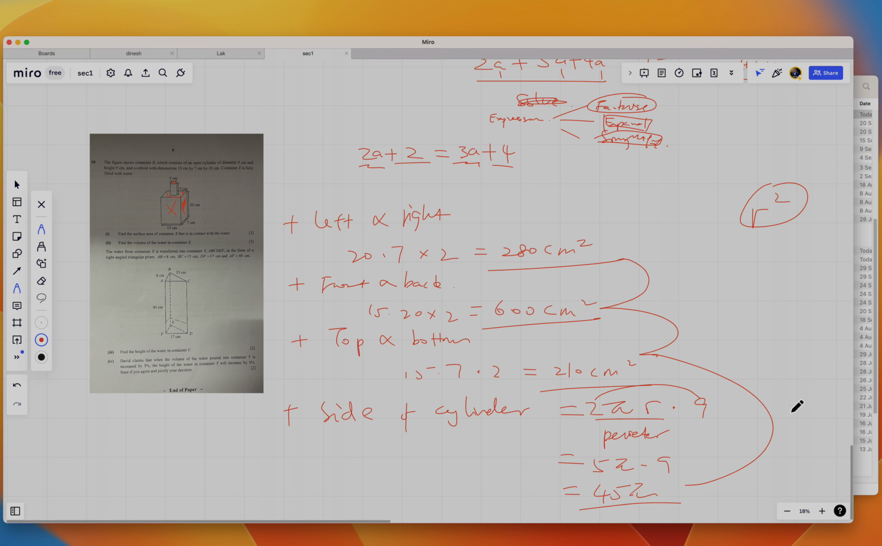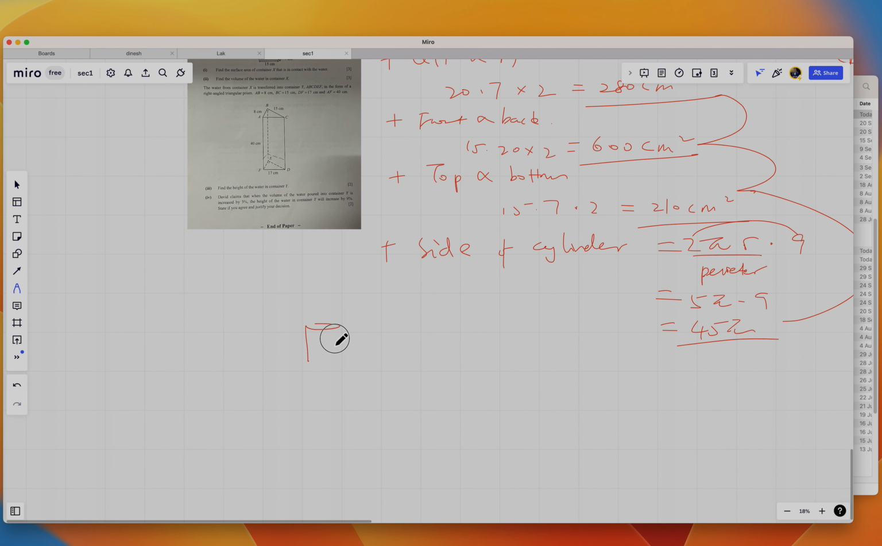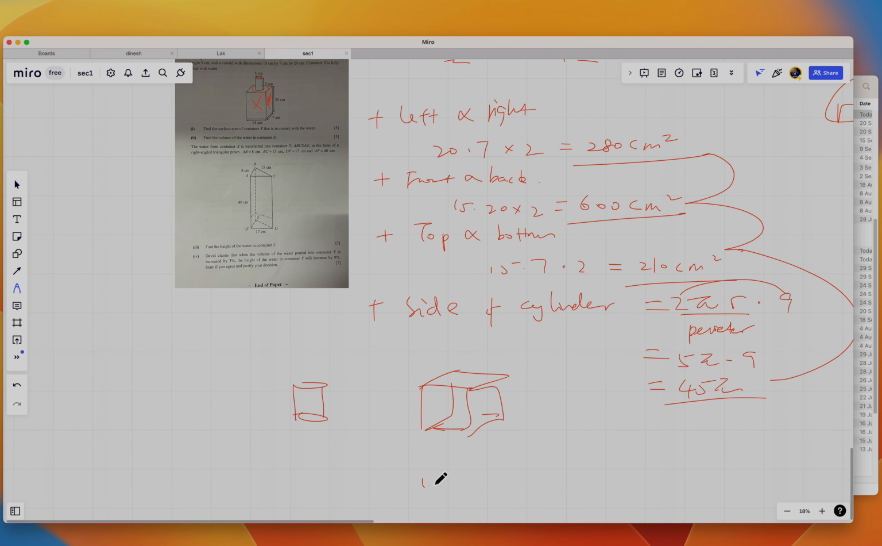Find the volume of the water. For volume, I think it's even easier. Just find the volume of this, and then find the volume for this. Same strategy, do it one by one. So you do 15 times 7 times 20. Yes, I got 2100 cm cubed. Then this one is pi r squared, the base area, times 9. So 25 pi times 9. Then you just add these two up.